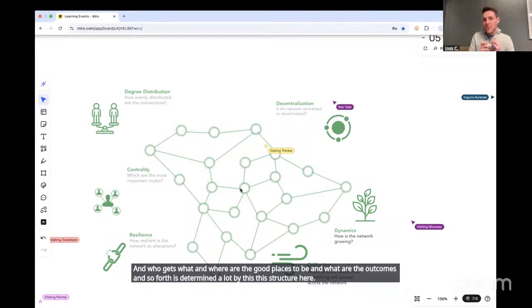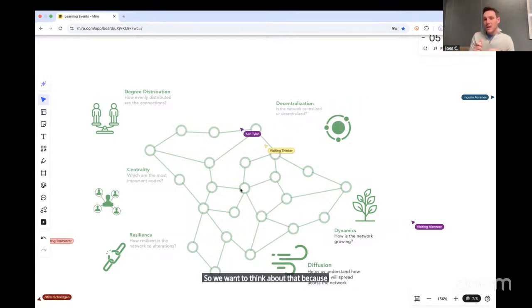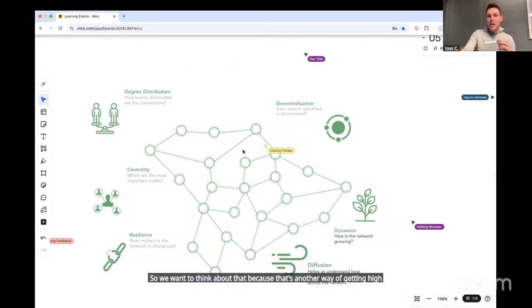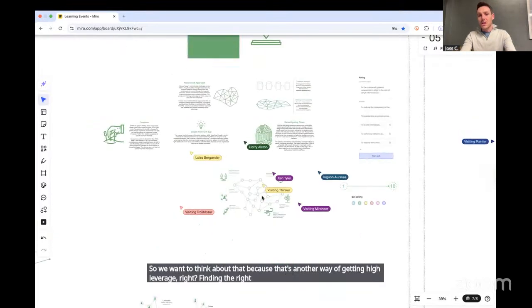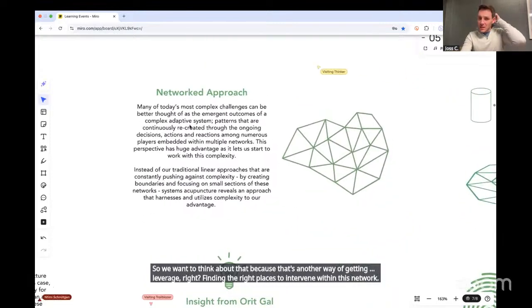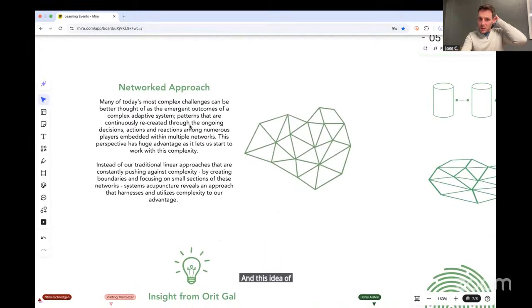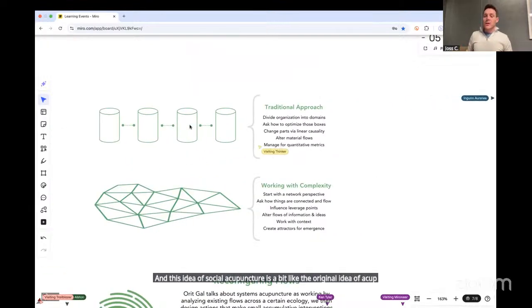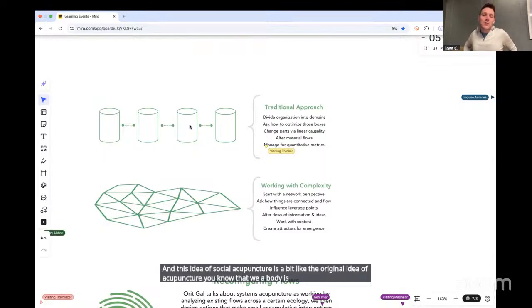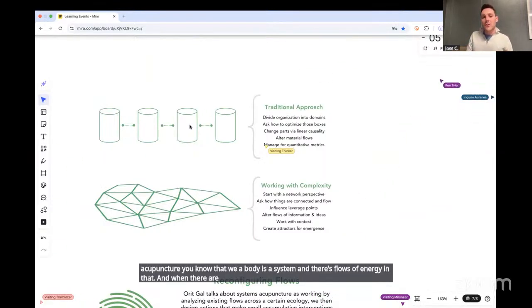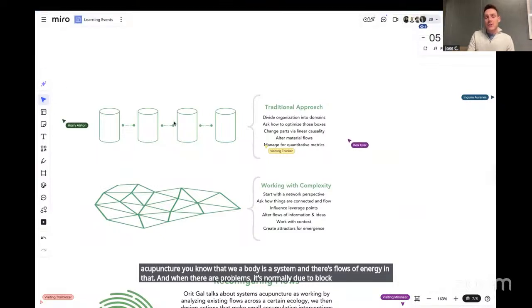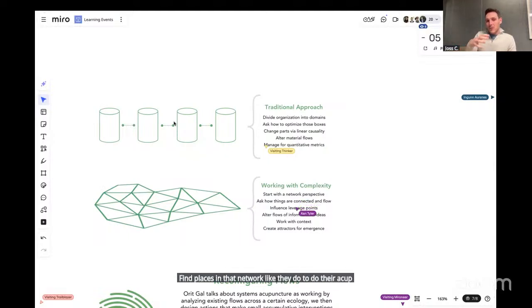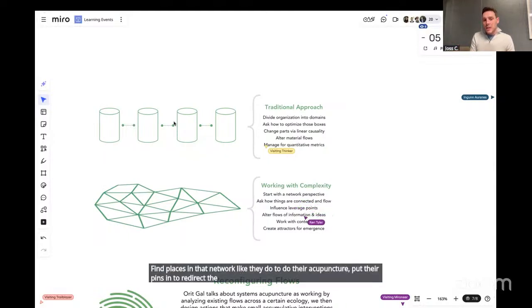So we want to think about that because that's another way of getting high leverage, right? Finding the right places to intervene within this network. And this idea of social acupuncture is a bit like the original idea of acupuncture, that a body is a system and there's flows of energy in that. And when there are problems, it's normally due to blockages. Can we find places in that network, like they do in acupuncture, to put their pins in to redirect the flow of resources and energy to influence that overall system?